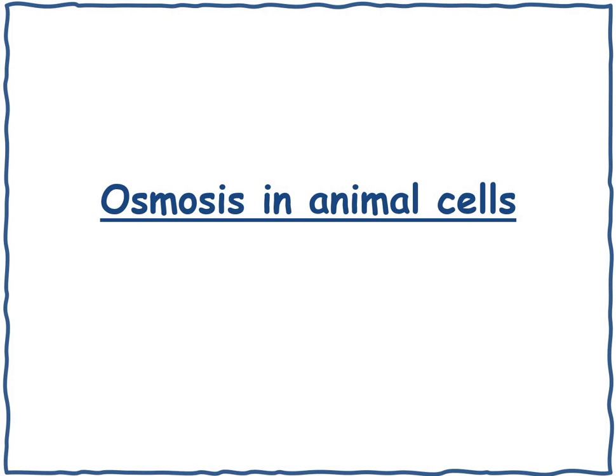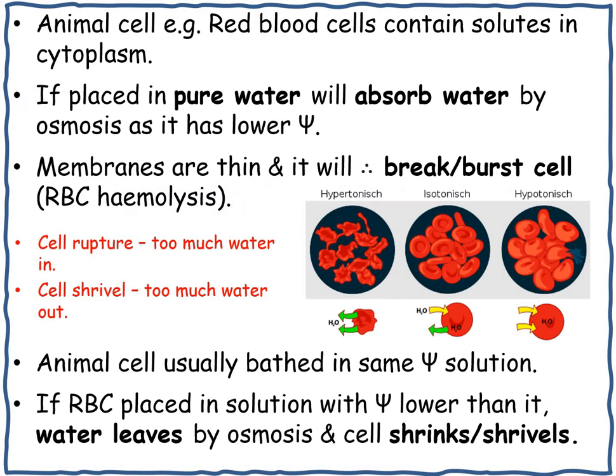So now we want to look at osmosis in animal cells and how that differs from osmosis in plant cells. Animal cells, for instance a red blood cell, don't have a cell wall, and this means that it's very vulnerable to changes of water potential. Animal cells, like red blood cells, contain some solutes in their cytoplasm. So if you placed a red blood cell in pure water, it's going to absorb water by osmosis, because the cell itself has a lower water potential or a more negative water potential.